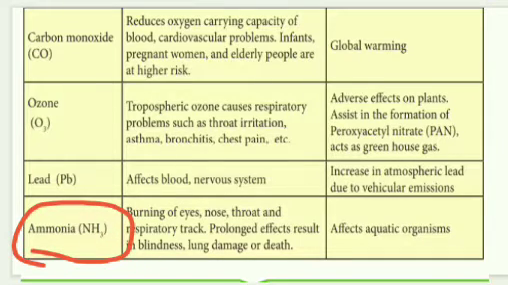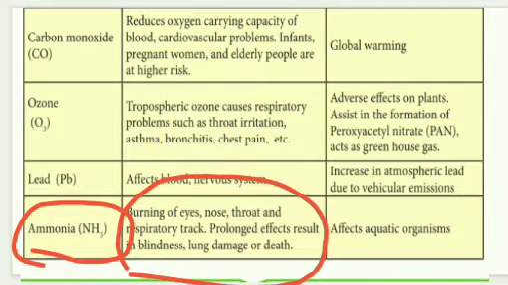The last important pollutant is ammonia, NH3. Sources of ammonia are agriculture, especially the use of urea, which results in ammonia formation, and dairy farming. So these are the sources of ammonia. This ammonia causes burning of eyes, nose, throat and respiratory tract. Prolonged effect results in blindness or lung damage, and sometimes it can cause death.